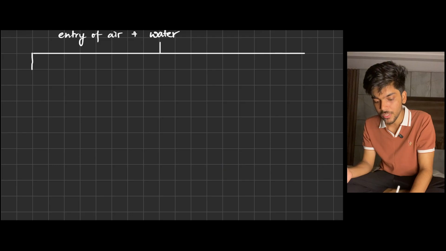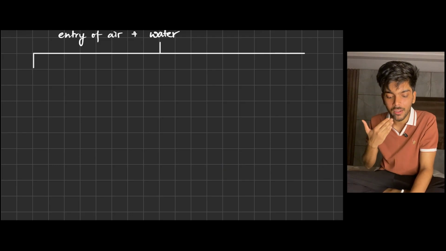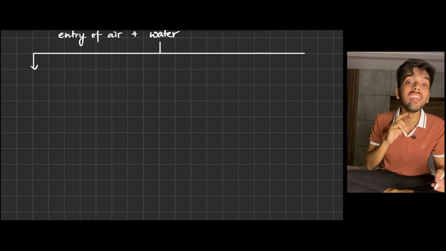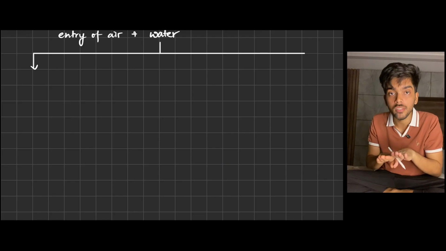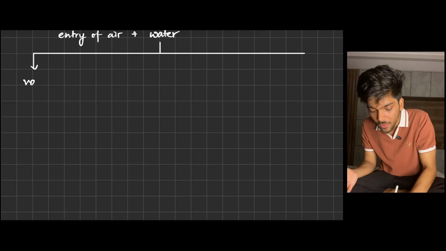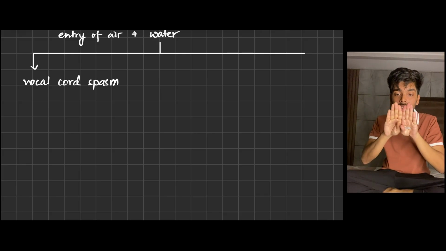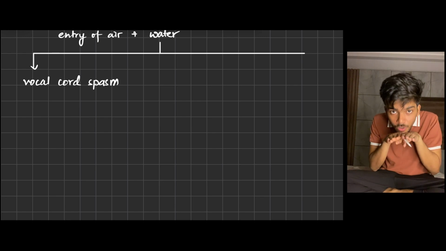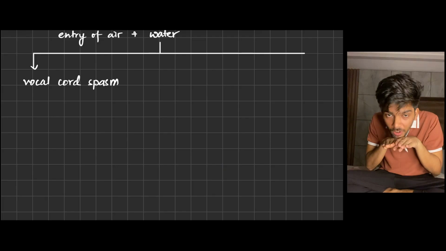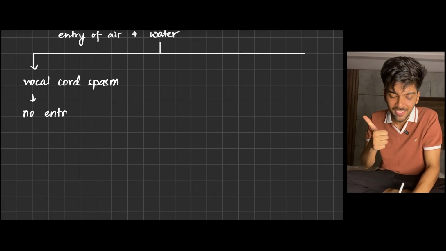The first consequence is where, as soon as the water enters inside the respiratory tract, it enters the larynx, it irritates the vocal cord, and the vocal cord shuts off. This is referred to as vocal cord spasm. As soon as vocal cord spasm takes place, water is unable to enter. So there is no entry of water. Yippee, you are safe, right?